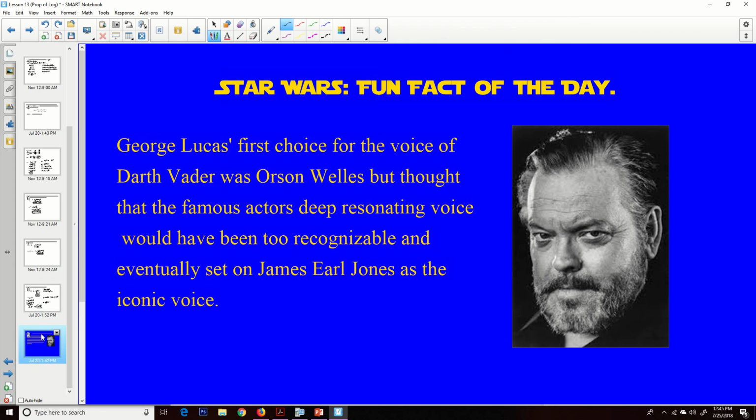So, the super Star Wars fun fact of the day. George Lucas' first choice of voice for Darth Vader was Orson Welles. Orson Welles was very famous back in the 70s. He did some wine commercials. But he thought that the deep resonating voice of Orson Welles would be too recognizable, so he settled on this younger man, James Earl Jones, who's become the iconic voice of both Darth Vader and CNN.